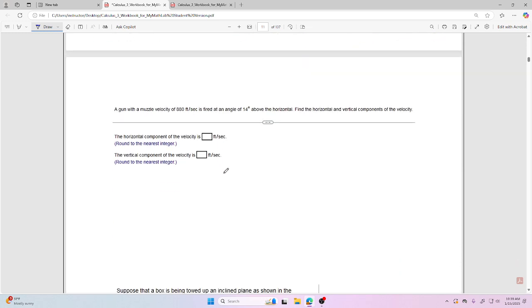Okay, so let's do something fun. A gun with a muzzle velocity of this much is fired at 14 degrees above the horizontal. Find the horizontal and vertical components of the velocity. We already did something like this, didn't we? There it is. R cosine theta, and what would be my R? Are you sure we didn't do this one already? Oh, I remember now.